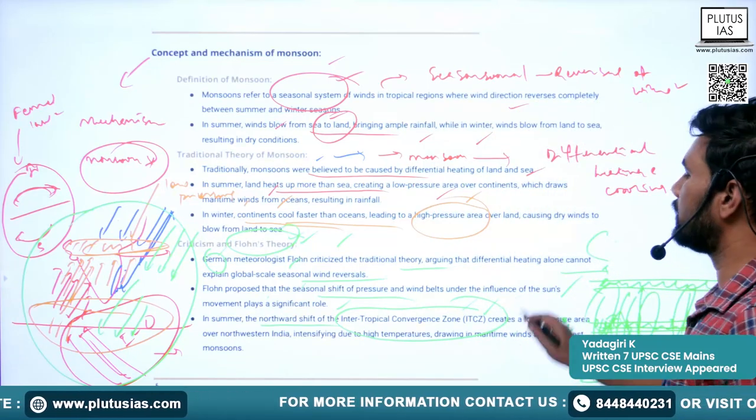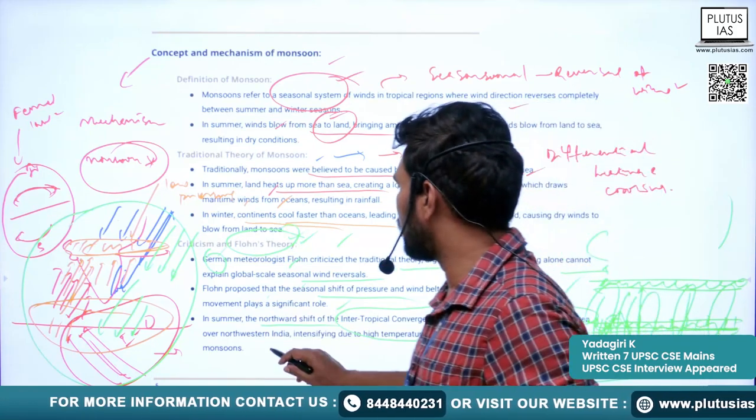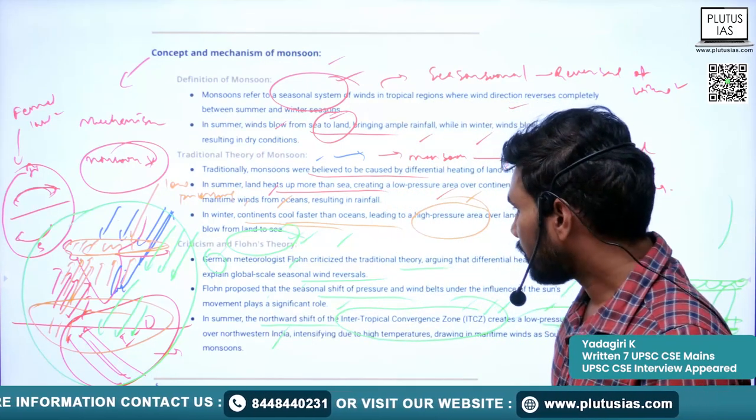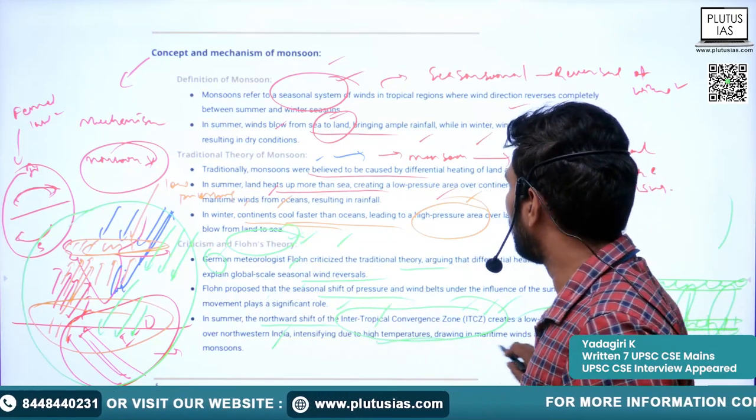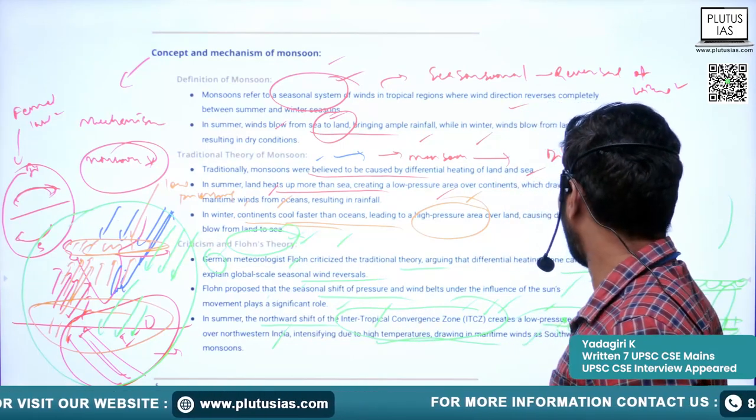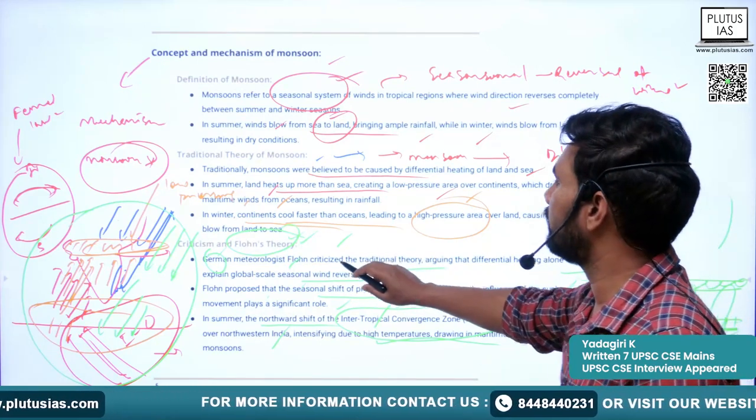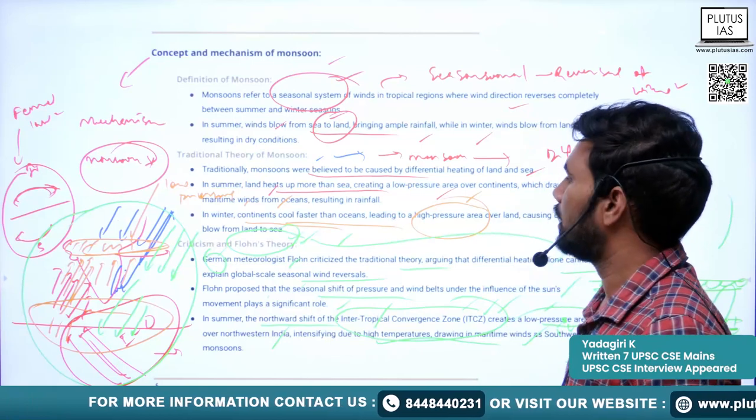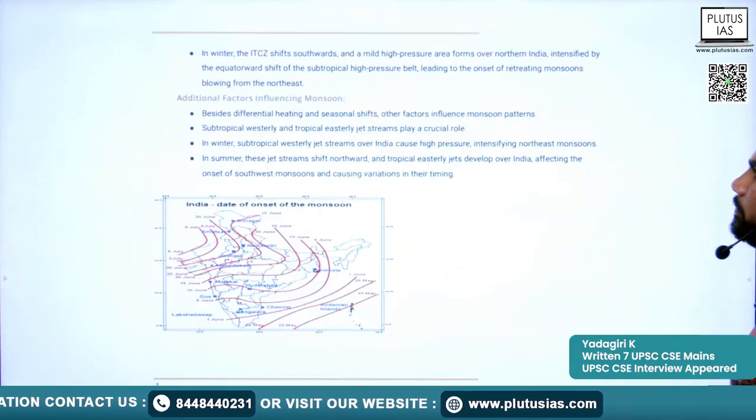So he said that in summer, the ITCZ creates a low pressure area over the northwestern and northern parts of India, intensifying due to high temperatures, drawing marine winds as the southwestern monsoon. This addition is given by Sloan, a meteorologist in Germany. He has given this explanation.